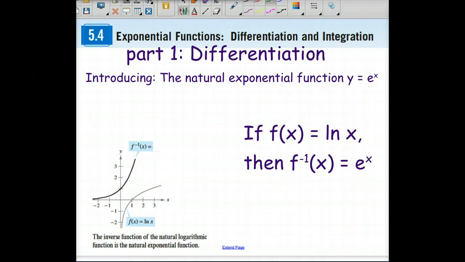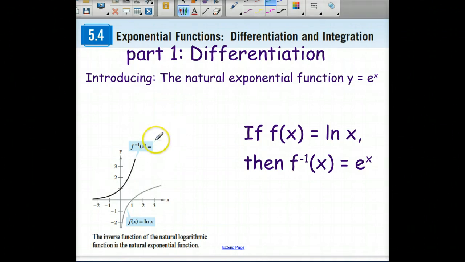Section 5.4, Part 1. Section 5.4 is talking about exponential functions, particularly the function y equals e to the x, and then later a to the x. Part 1 will be differentiating, and then Part 2 will talk about how to integrate.